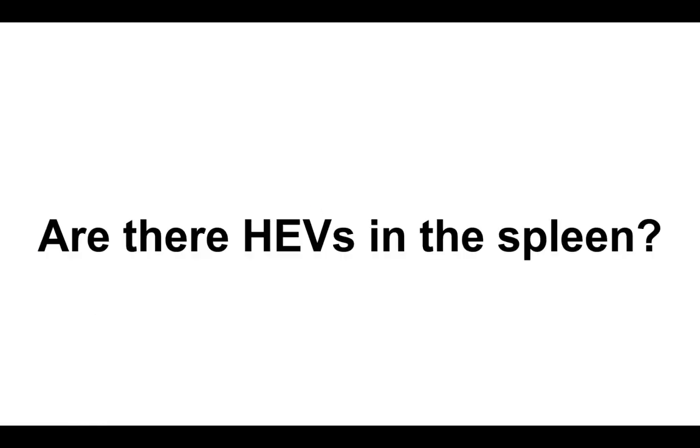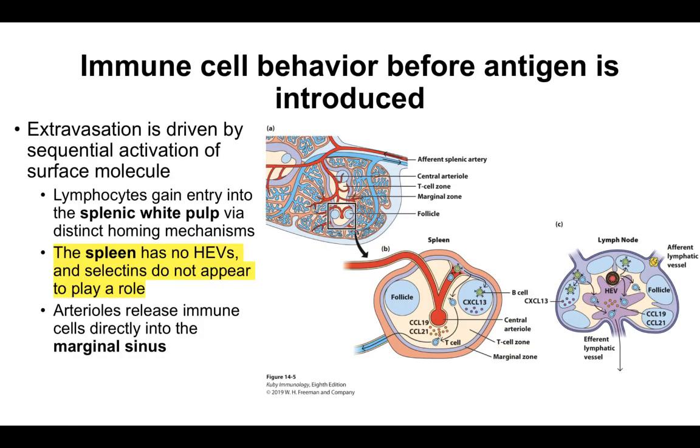Are there high endothelial venules in the spleen? No, they're not. And the blood seems to kind of deliver cells in here in this marginal sinus. There are chemokines there that help bring them into the area, but overall selectins and L-selectins don't seem to be involved in bringing lymphocytes to the spleen where they do in the lymph node.